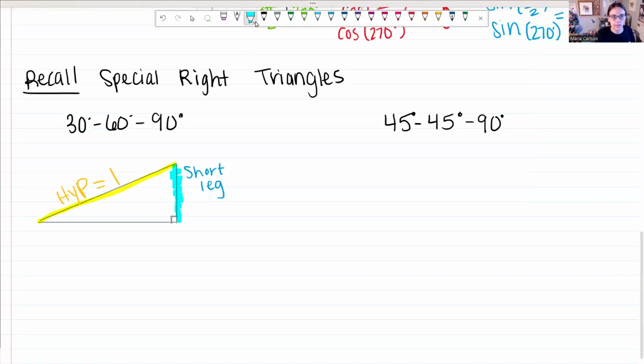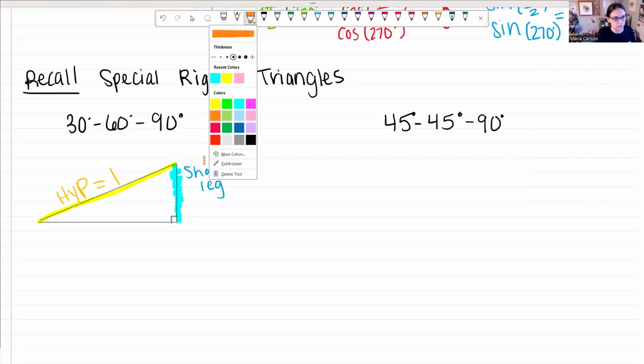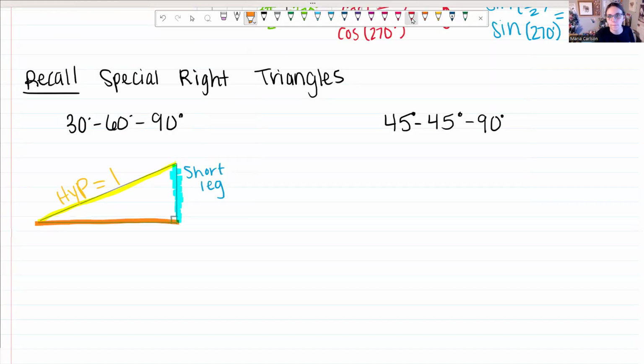And the long leg. Now in a 30, 60, 90, the angle that is opposite the short leg is the smaller angle, or 30 degrees. So this is the 30-degree angle, and then that makes this the 60-degree angle. Now the key here is the short leg is always half of the hypotenuse. So the short leg is 1/2.